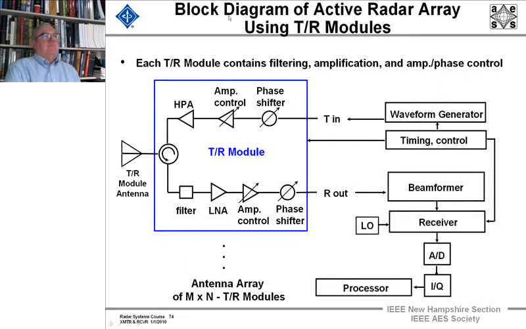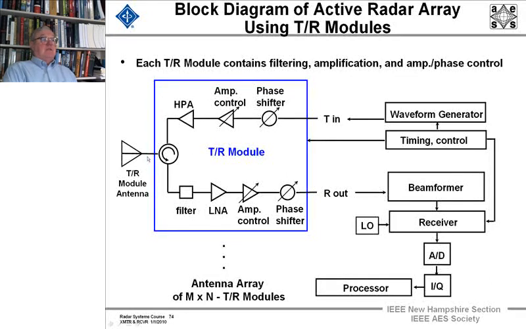Now let's look at a block diagram of an active radar array using TR modules. Each TR module contains filtering, amplification, and amplifier phase control. And they're all in the TR module.